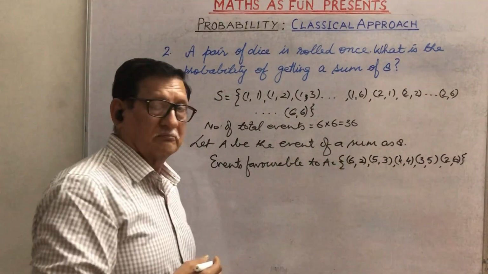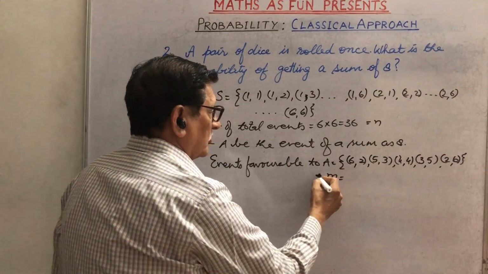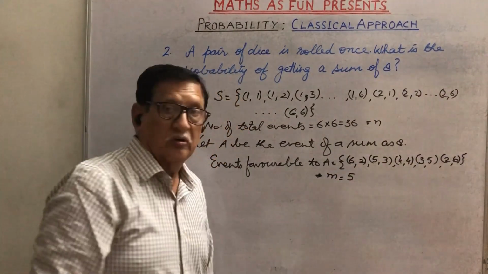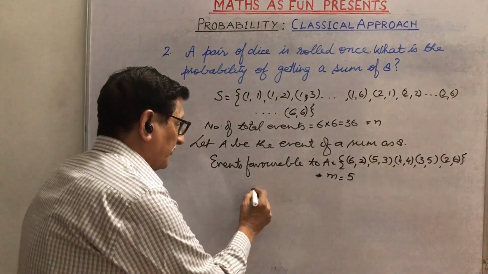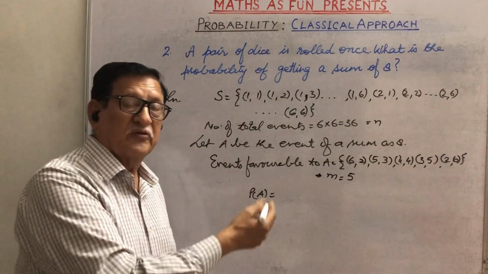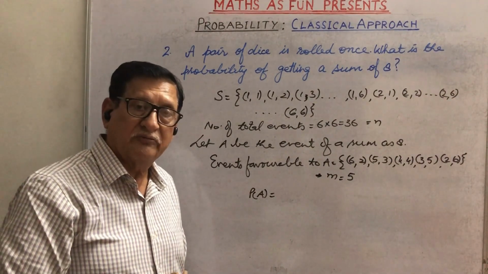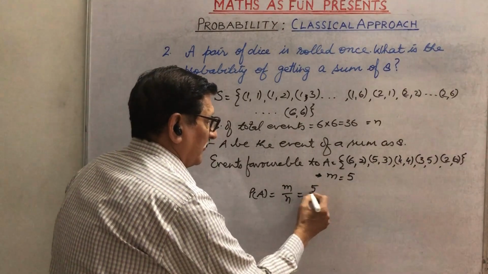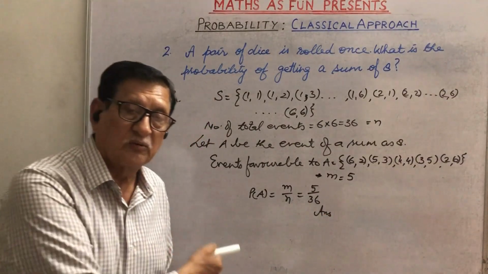What is the number of them? Suppose we consider this as m, then m is equal to what? It is 1, 2, 3, 4, 5. The number of favorable events is 5. Then the probability of A, the probability of getting 8, will be the number of events favorable to A divided by the total number of equally likely events. So here it will be m upon n, that is 5 upon 36. This is the probability of getting a sum of 8.